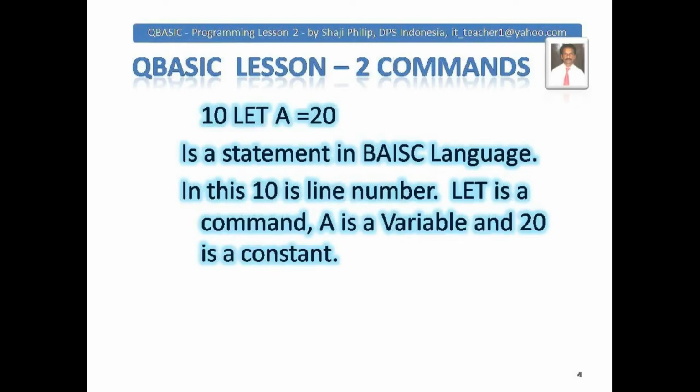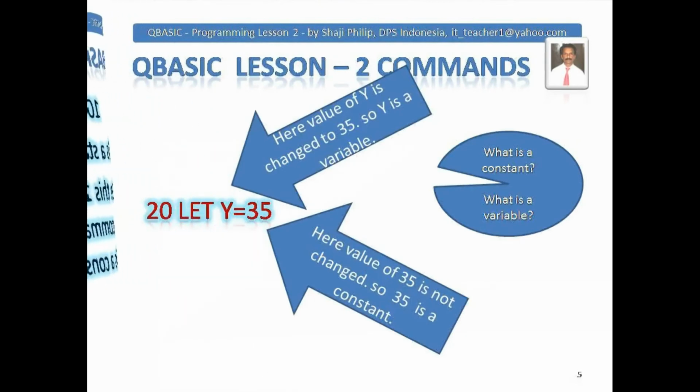20 is a constant because the value of 20 is not changing. The value of a is changing, that's why it is called a variable, and let is a valid command in QBasic language. Again, you can assign another value: let y equal to 35. Here the value of y is changed to 35. So y is a variable.